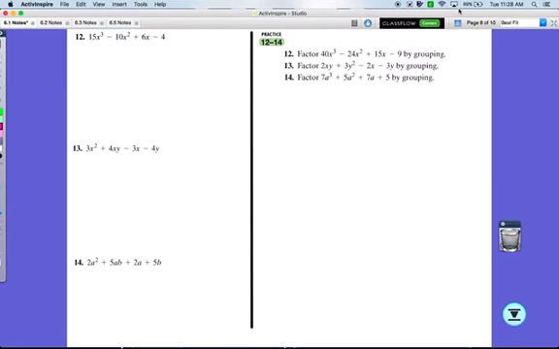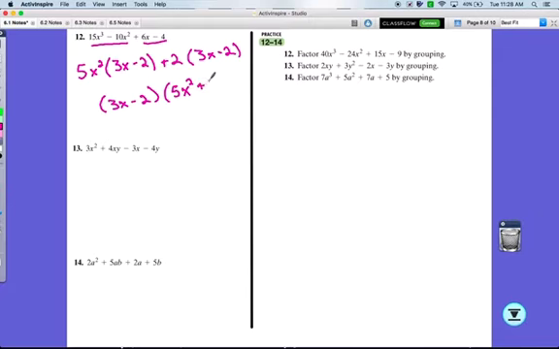All right, here's just kind of multiple problems here. Let's look at C12. All right, the first group has 5 and x squared in common, which will leave you with 3x minus 2. And then the second group has a 2 in common, so put plus 2, which will leave me with 3x minus 2. And now I can factor out the 3x minus 2, which will leave me with 5x squared plus 2.